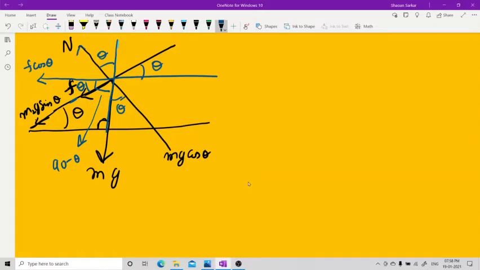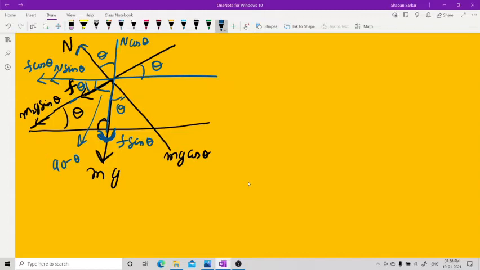Another, this normal reaction, I will resolve this normal in this sense. This will be n sine theta. Now n cos theta would be in this sense. And this f is now going to be resolved again in this sense: f sine theta. Let me make you understand the figure again.